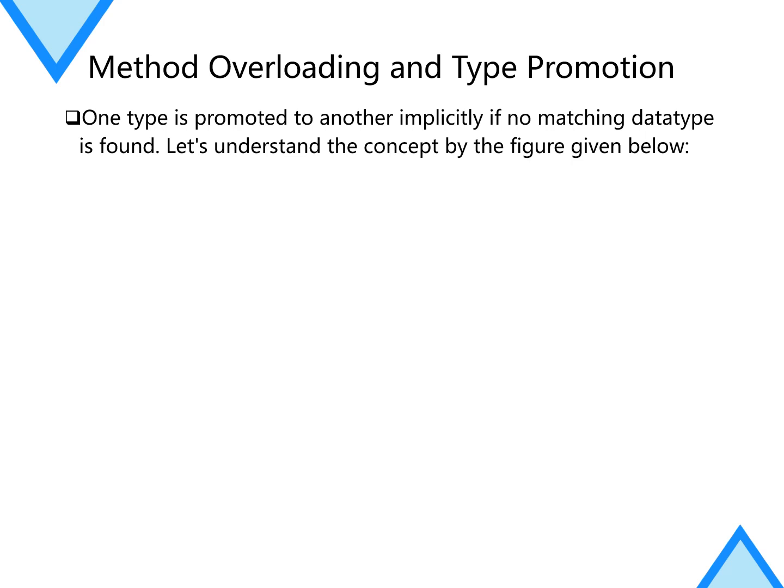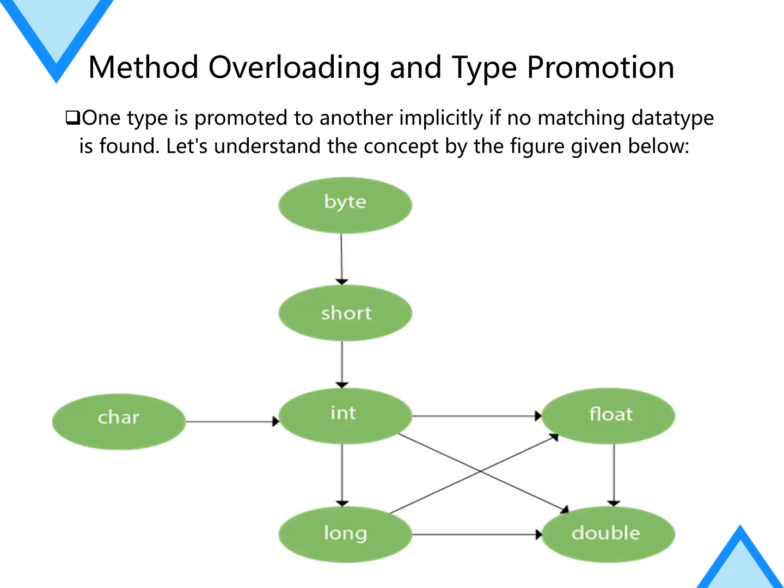One type is promoted to another implicitly if no matching data type is found. If we do not have a matching data type, the Java compiler automatically promotes the lower type to the higher type. Let's see the example. The byte will be implicitly or automatically promoted to short, and the short can be automatically promoted to int. And the character can also be promoted to int.